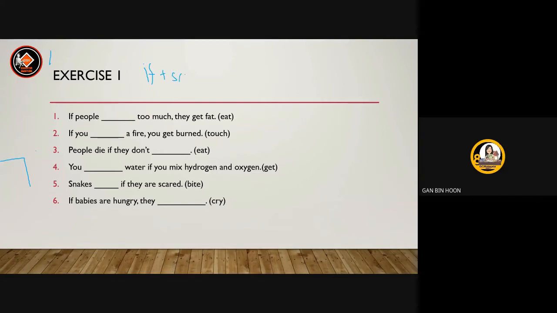Okay. So this I write. I change the pen. I prefer highlighter. Highlighter bigger, can see. So this one, if plus present. So this is present. Another one also plus present. Okay. So both are simple present tense because it is a fact.